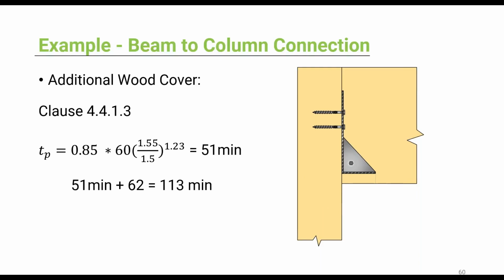So I'm just gonna go over quickly one important clause in the TR10, and that's clause 4.4.13. That says if multiple layers of wood are used in the protection time, the last layer should be multiplied by 0.85. So here we assume that we won't need another layer. We do the calculations and we see it's still not enough. So we need more wood cover.